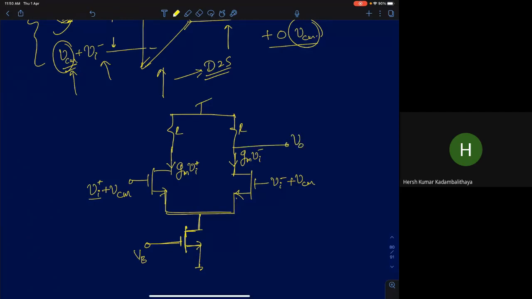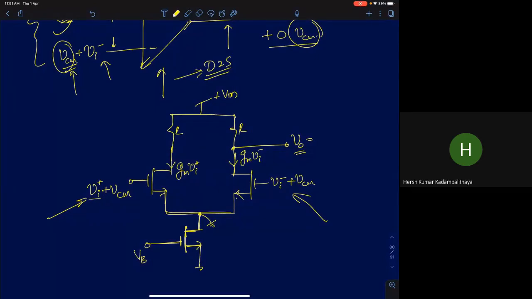Can I do that? I've applied VI plus, VI minus to the differential pair, and can I just directly take the drain voltage of this MOSFET here as output? See, what will be the output here? What will be the value of V0 here? Let's assume this node will come to AC ground if you apply differential signals. So what will be your output voltage V0?